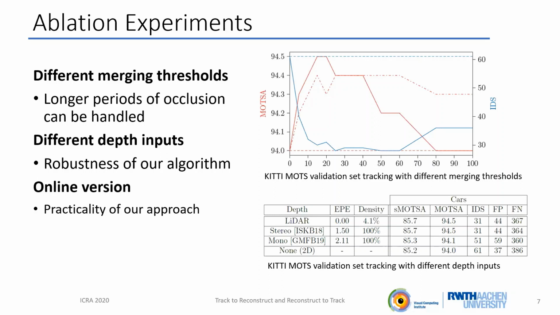We also run experiments with different input modalities, e.g. using different depth estimates, e.g. LiDAR, stereo, and monocular single image depth prediction networks. Our 3D reconstruction method performs extremely well for all of these different inputs, even when depth estimates are extremely noisy, such as when using monocular depth. Finally, we also present an online version of our reconstruction-based tracking for use in online scenarios.